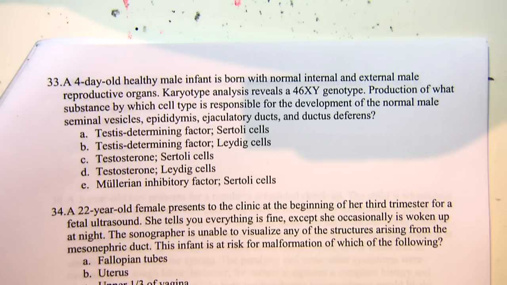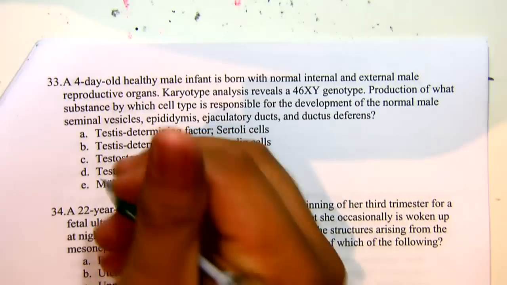A 4-day-old healthy male infant is born with normal internal and external male reproductive organs. Karyotyping analysis reveals a 46 XY genotype. Production of what substance by which cell is responsible for the development of normal male seminal vesicles, epididymis, and that? The answer for this one was going to be D.